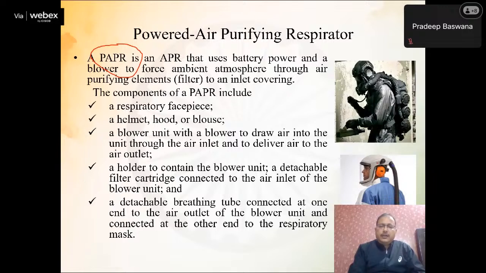So you can see in this figure, if you break this into three components, this is the first component, this is the tube component, and this is the third component for giving the pressure, which is basically powered. So we have to focus upon this particular part. So the APR uses canisters and is more manually powered, while the PAPR uses battery power.